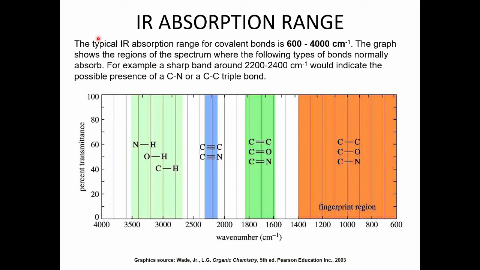So again, the typical IR absorption range for covalent bonds is anywhere from 600 to 4000. This is the entire absorption spectrum. When we look at this graph, we can see the different regions of the spectrum where different bond types can normally absorb. For example, around the 2200 to 2400 region is where we can find the possible presence of nitrile groups or carbon-carbon triple bonds.